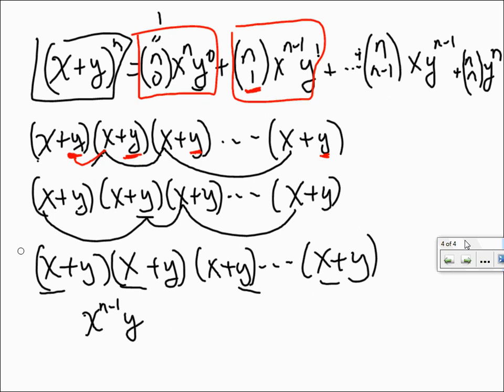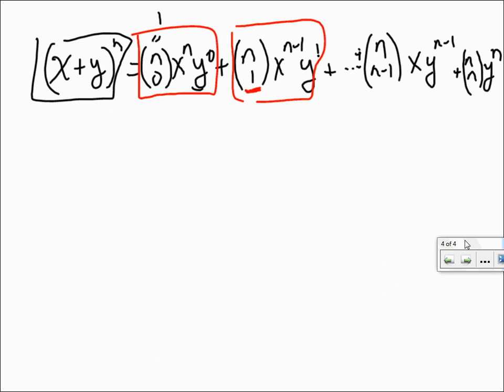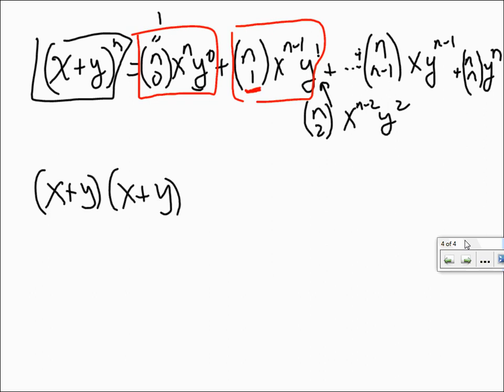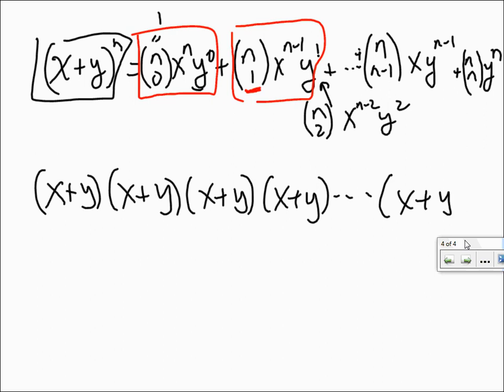And it just keeps plugging along. The next term, which I didn't list, would be x to the n minus 2 y squared. And I claim the coefficient should be n choose 2. And yes, that totally makes sense because you want to pick from these n factors two y's. Maybe this y and that y. And then everything else x's.